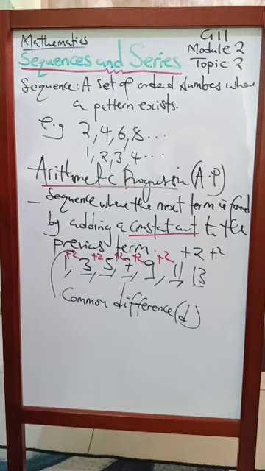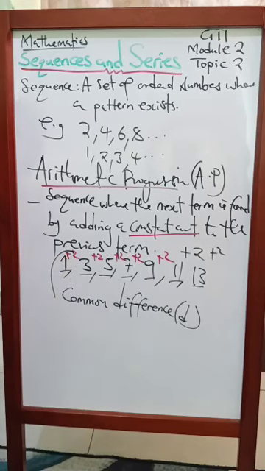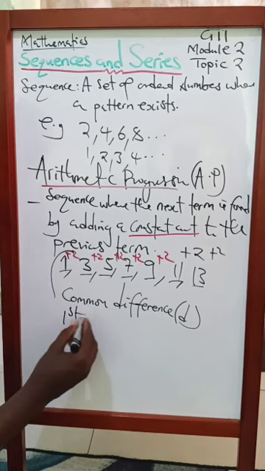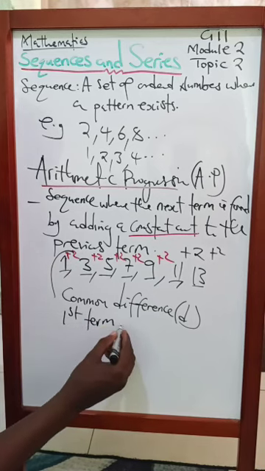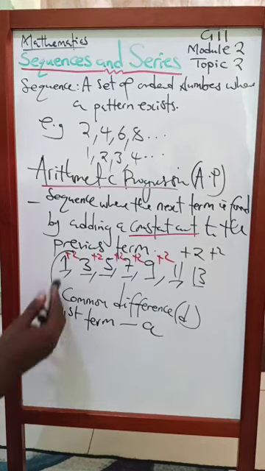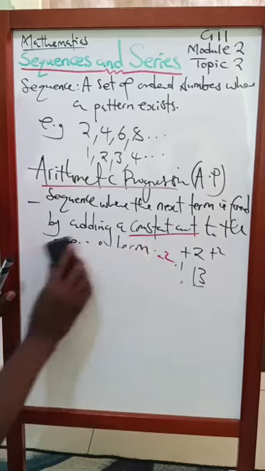We refer to these as first term, second term, third term, but the first term has a special symbol that we use. If you want to denote the first term, we use the variable a. So the first term is denoted by a, then the common difference is denoted by d. Now, allow me to give you a few examples on arithmetic progression.